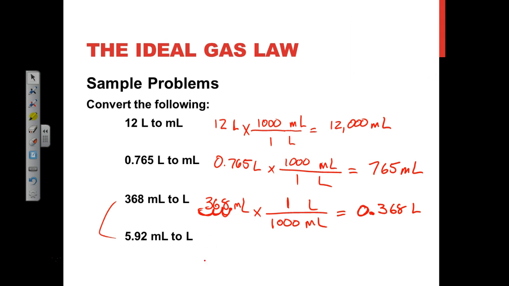Okay, next one, 5.92 milliliters. Again, X line, 1 liter for every 1,000 milliliters. I do it this way because I want milliliters on the top and milliliters on the bottom, so they cancel. Now divide by 1,000. So again, we're going to move the decimal point over 3 spots, 0.00592, and that unit is liters. So that's how to convert milliliters into liters, and hopefully you have fun doing that.